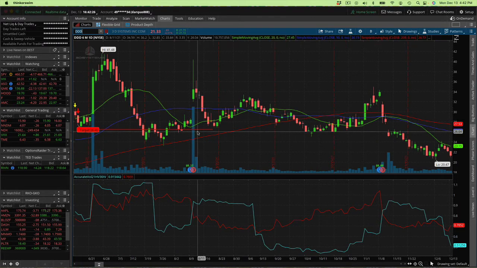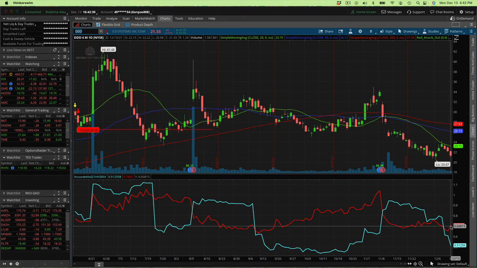Now, if we look at DDD, that's 3D Systems, we have sort of the opposite scenario. We have implied volatility that's in the bottom half of the 6 month range. And if we just isolate that one factor, that could be one indication that implied volatility is low, and it might be better to buy options. Of course, there's some other criteria we would like to look at as well. So that's relative implied volatility.